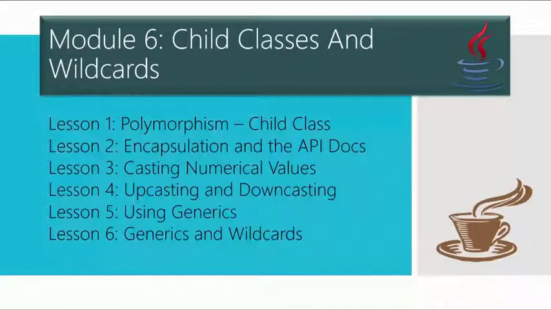So module 6, we'll take a look at the concept of child classes and using wildcards in Java. 6 lessons in this module. Lesson 1 is polymorphism, or using the child class. Lesson 2 is about encapsulation and the API docs. Encapsulation is one of the 4 fundamental object-oriented programming concepts. The other 3, of course, are inheritance, polymorphism, and abstraction. Think of encapsulation in Java as a mechanism of wrapping the data variables and the code acting on them together as one single unit.